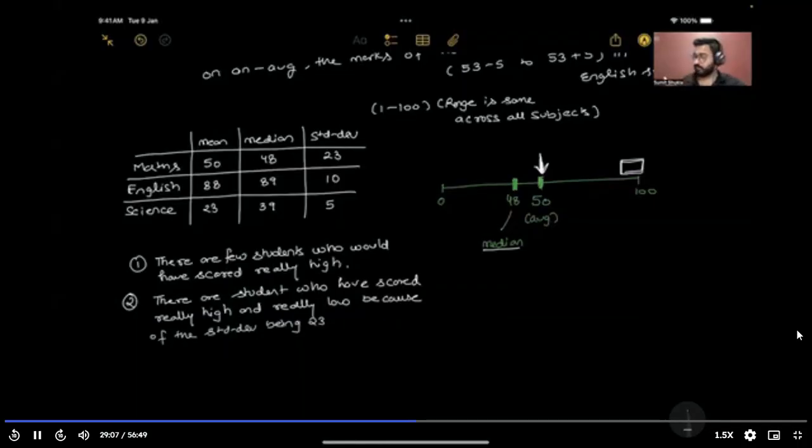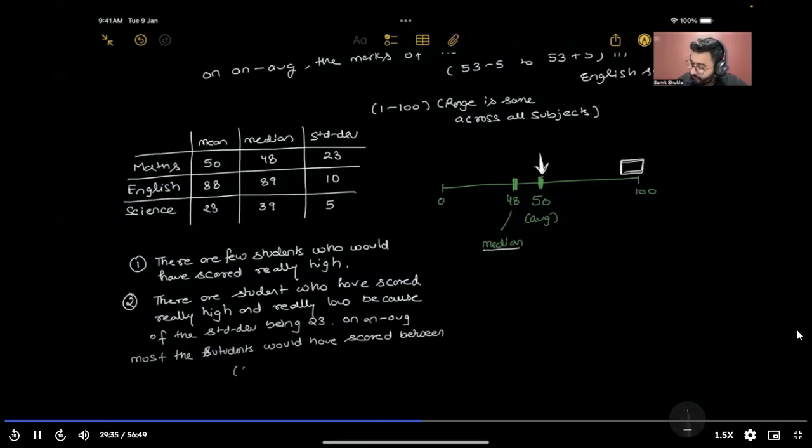So what is the range in which most of the students would have scored? On an average, most of the students would have scored between 50 minus 23 and 50 plus 23. Now, this is a range where most of the students would have scored. I'm not saying that this is the only range in which the students would have scored. No, this is the range in which most of the students would have scored. Is everyone clear? Now, let's look at other marks.